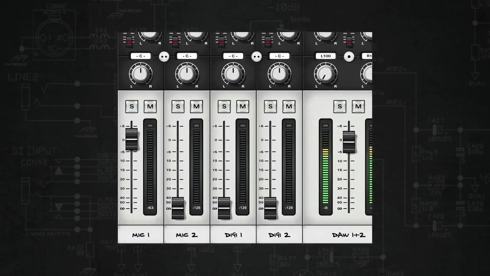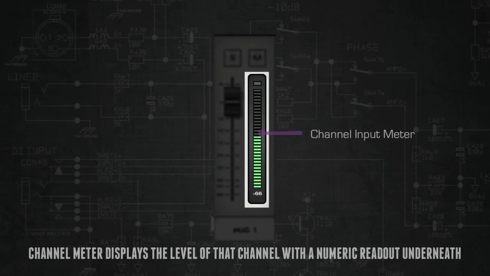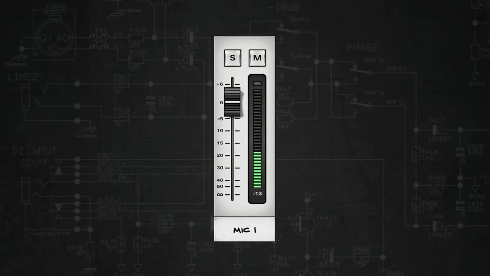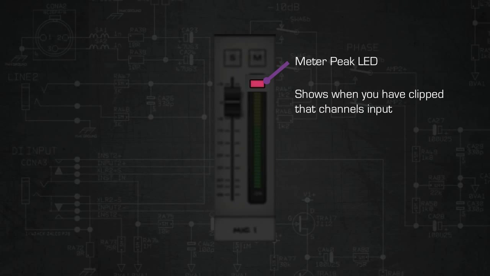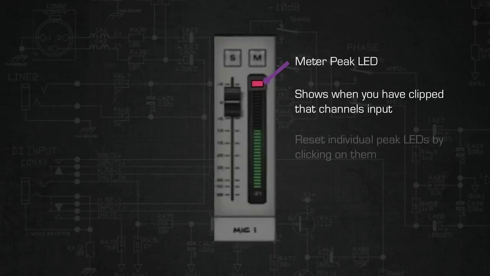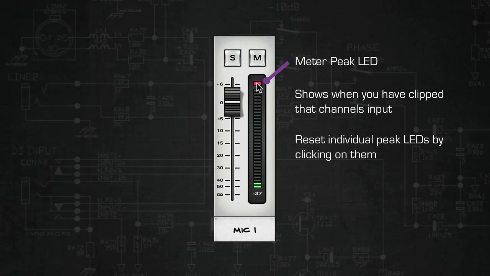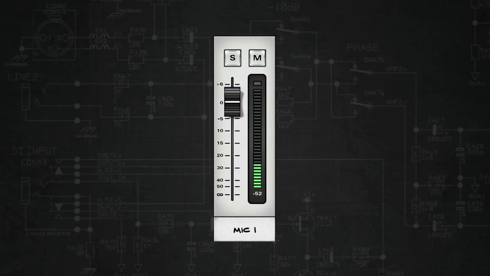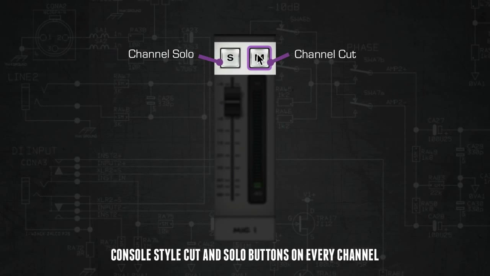Next to the main mix fader, you have the channel meter. This shows what level is coming into that channel, and displays a numerical readout of the level below it. The top LED on this meter is the peak LED, and it'll show you when you have exceeded the maximum input level. This LED can be reset by clicking on it, or you can reset all of them in the mixer by pressing Alt and then clicking on one of them. This meter has a range of 66 dB, and can be used to set the appropriate input level on the mic preamps.